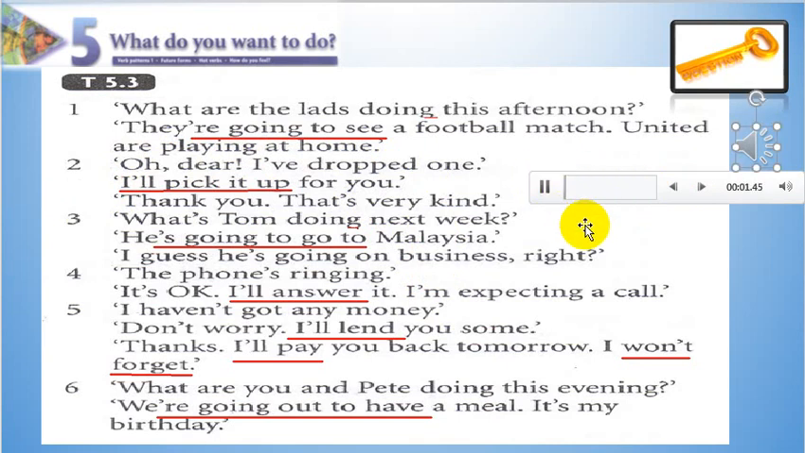Tape script 5.3. 1. What are the lads doing this afternoon? They're going to see a football match. United are playing at home.